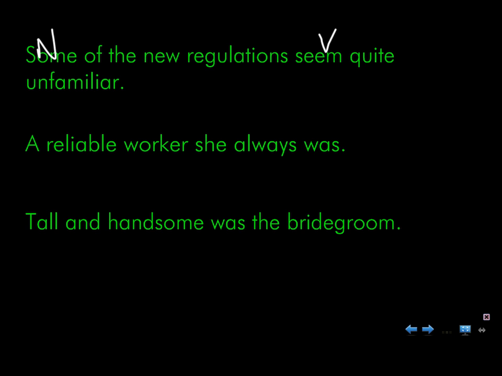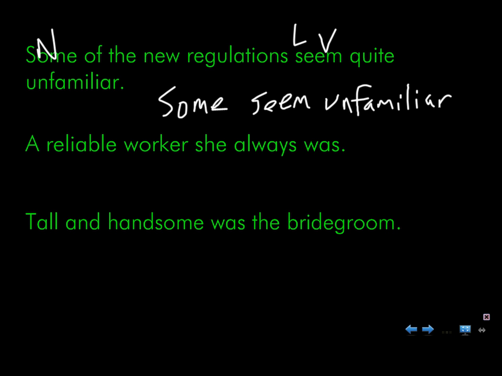Now, that was an easy mistake to make, Marisa. No problem. You've got a linking verb there. What is some seeming? What's the word on the other side of the verb that is the predicate structure? Unfamiliar. Some seem unfamiliar. Linking verbs are a little bit like equal signs. Some equals unfamiliar. Predicate adjective or predicate nominative? That's correct. Good job, Marisa.